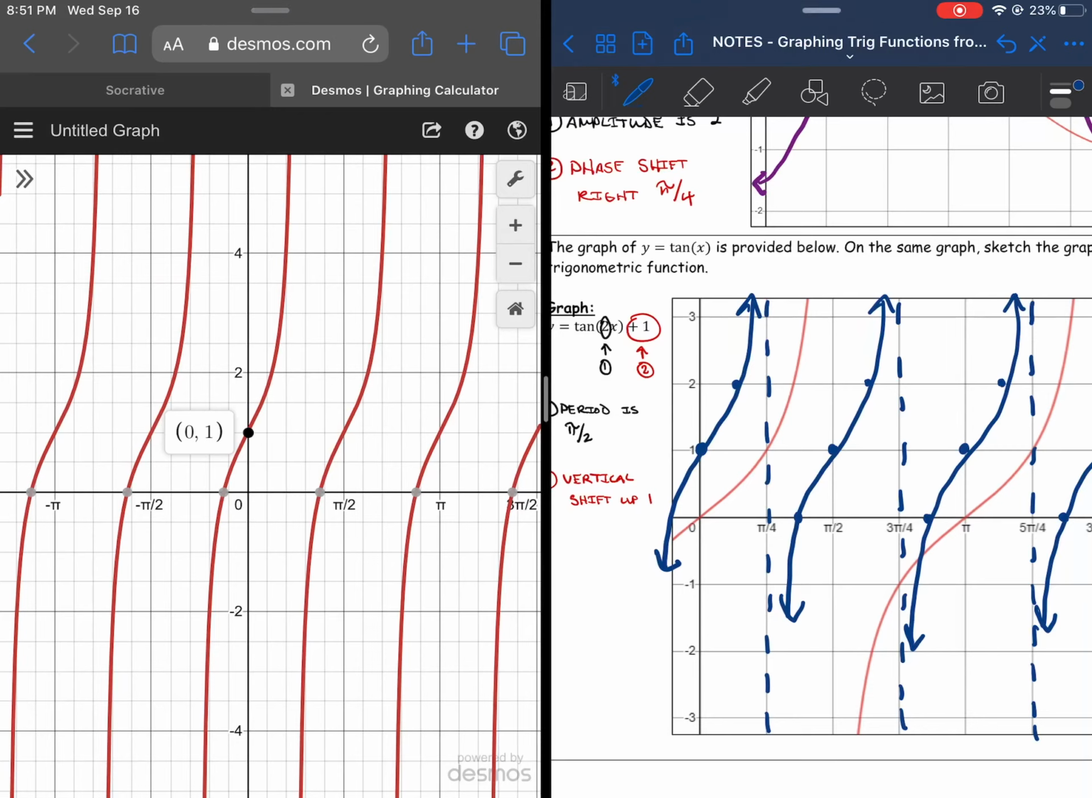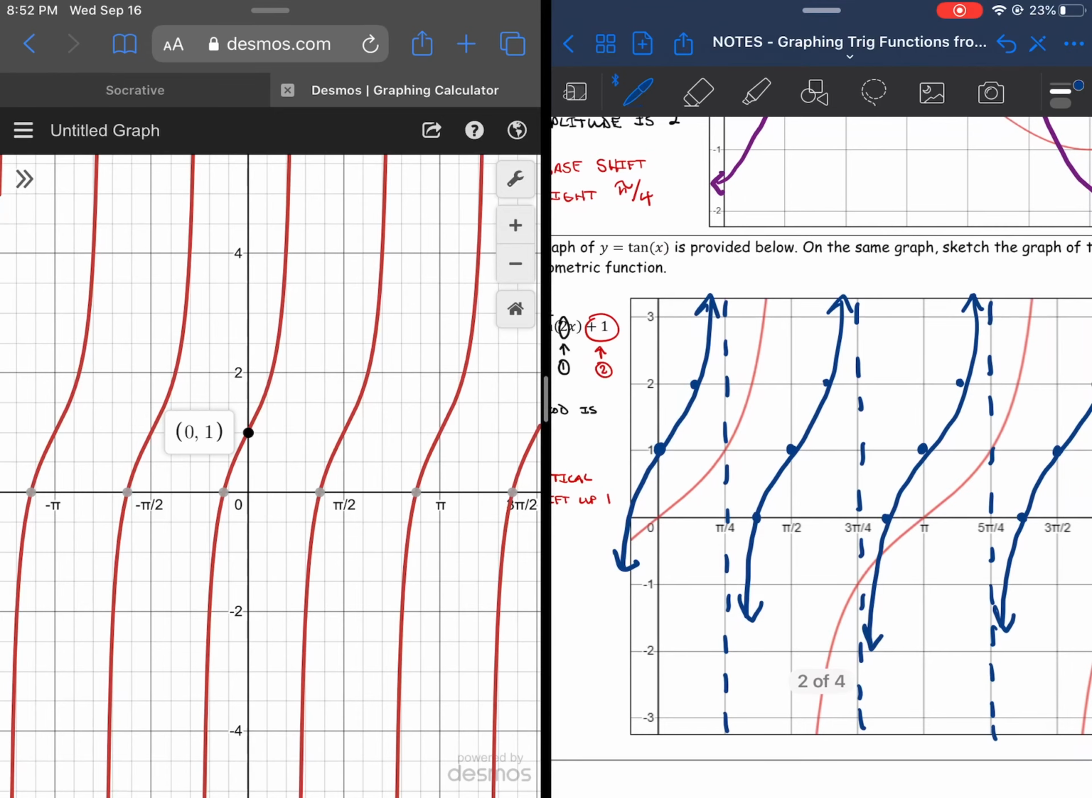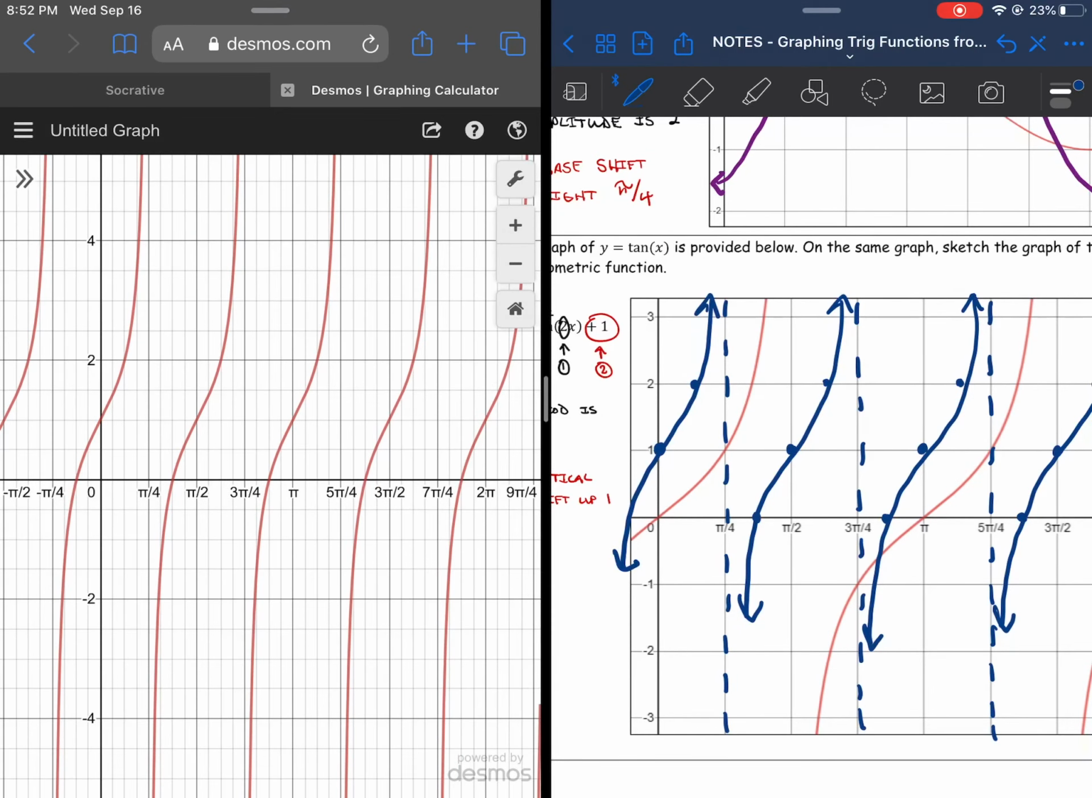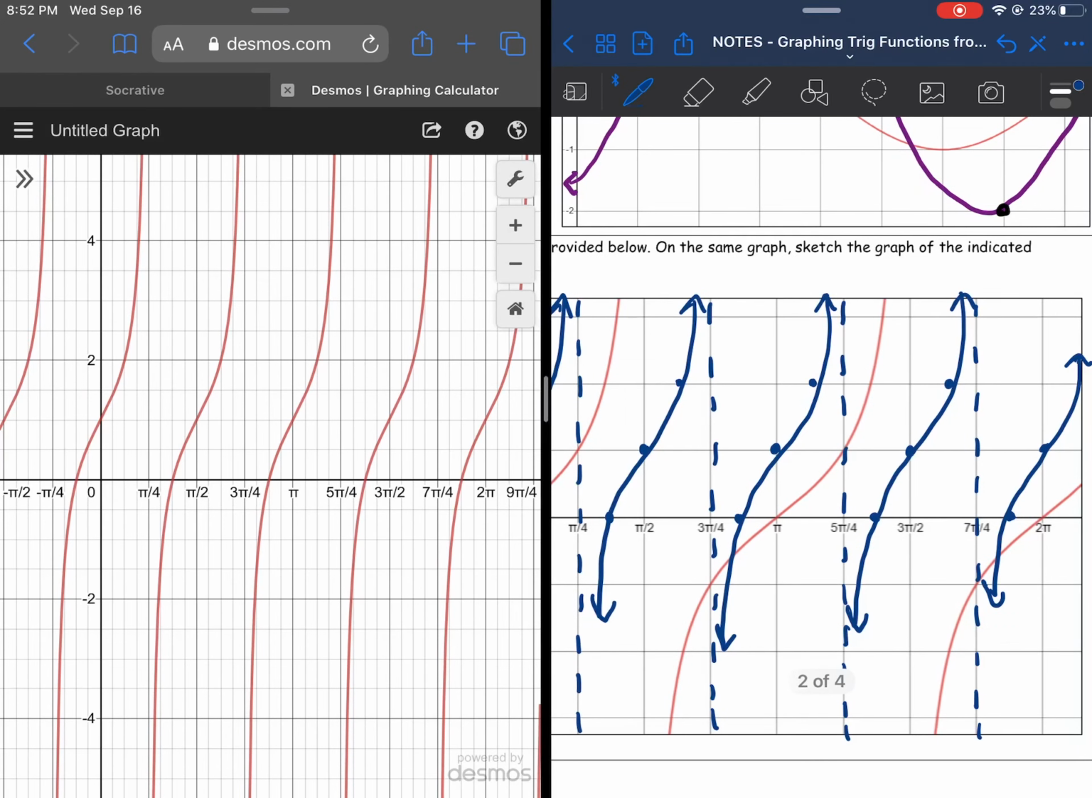We want a point at pi over 2, 1. So pi over 2, 1 would be about right there. It's not highlighting it on the graph, but it's about right there. We want a point at pi, 1. So pi, 1 would be right there-ish. Then we want 3 pi over 2, 1. We can see 3 pi over 2, 1 is right there on our graph. So our points are correct, and they're in the right spots. Okay, so that's looking good.